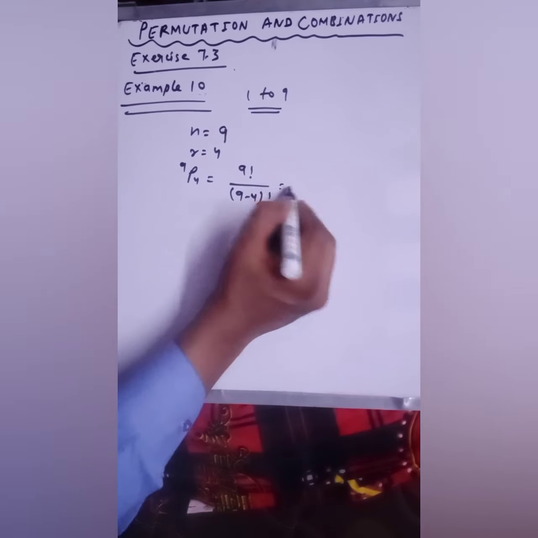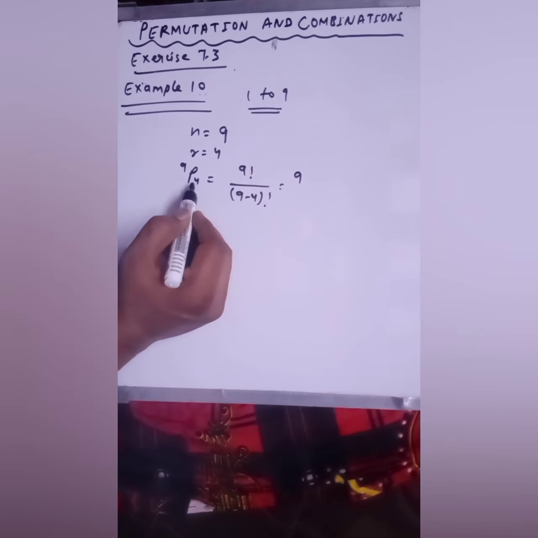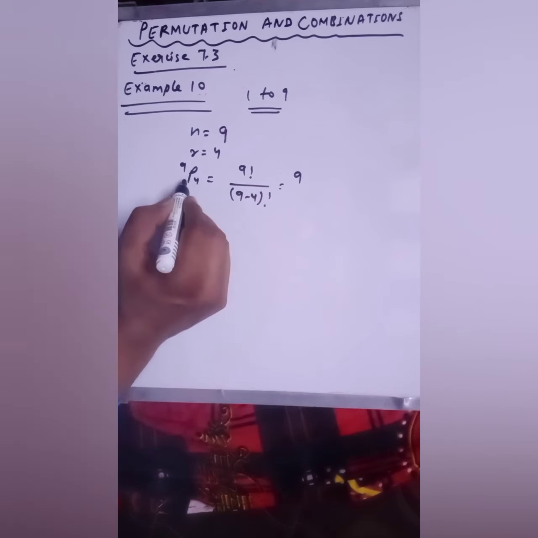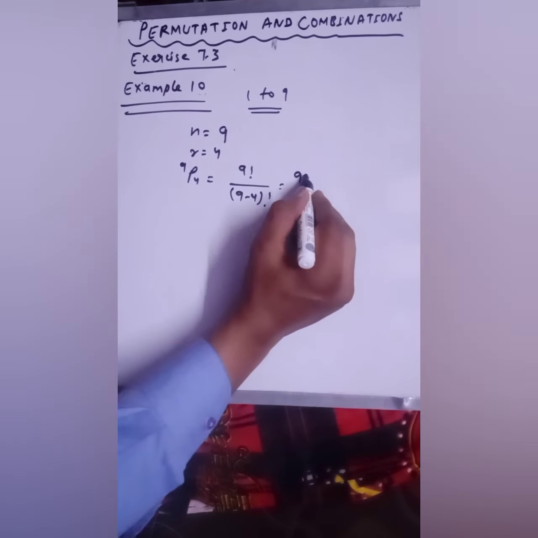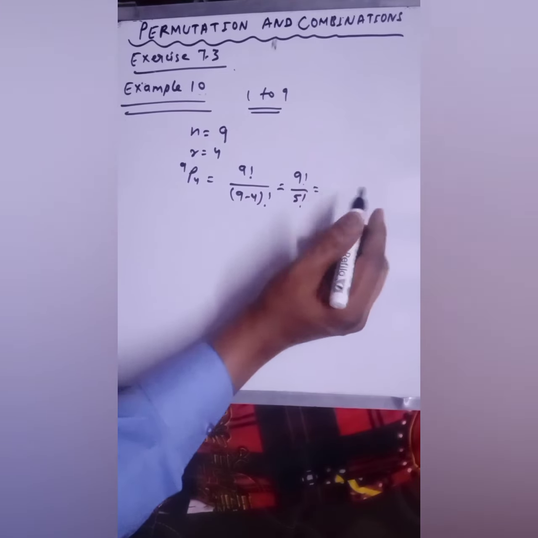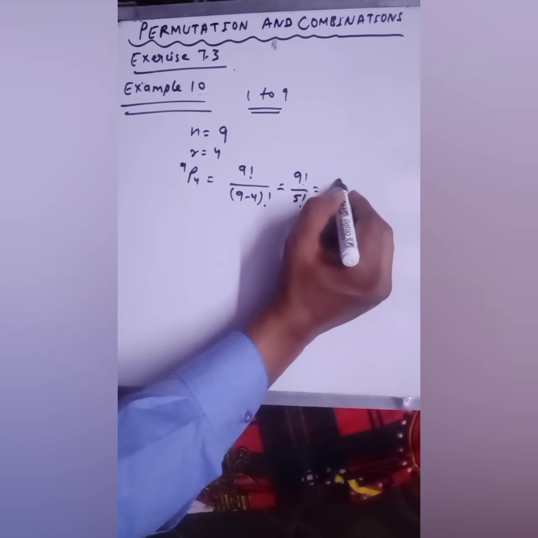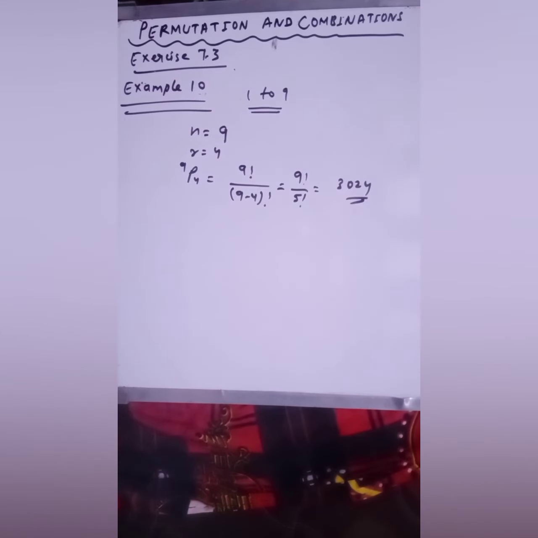So just simplify it. Why are we using permutation here? Because here you have to arrange a 4 digit number. There is an arrangement, so that's why we are using permutation here. You just simplify it, and after solving you will get 3024. This is the required answer of this question. Got it?